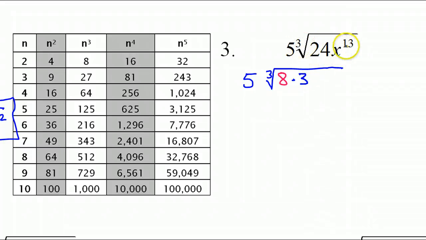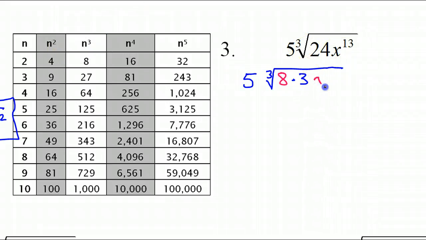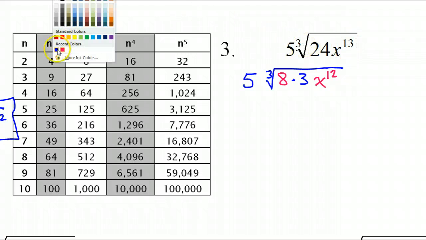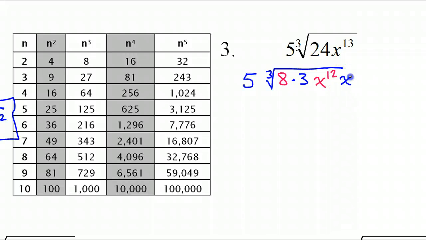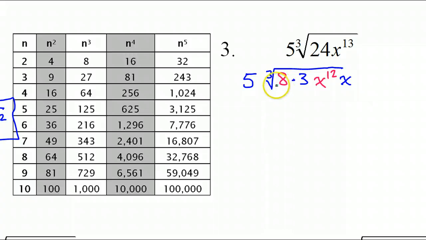Now I need the biggest number I can here that is divisible by 3. Okay, so how about x to the 12th power? That's the first number below 13 that's divisible by 3. That's going to leave 1 x left over. Together this would be 13. So everything that's here in pink is going to simplify and come out of the radical. Everything that's in blue is going to stay where it is.